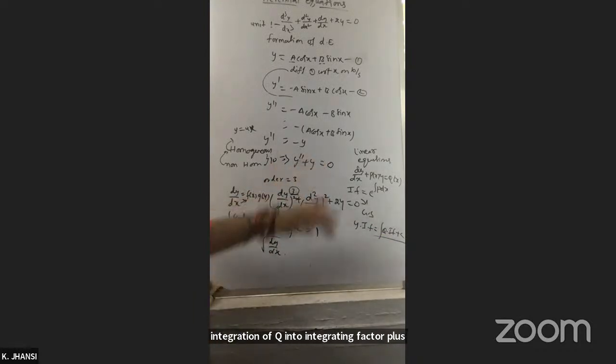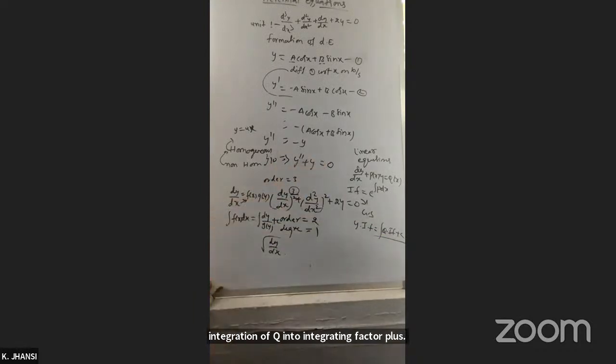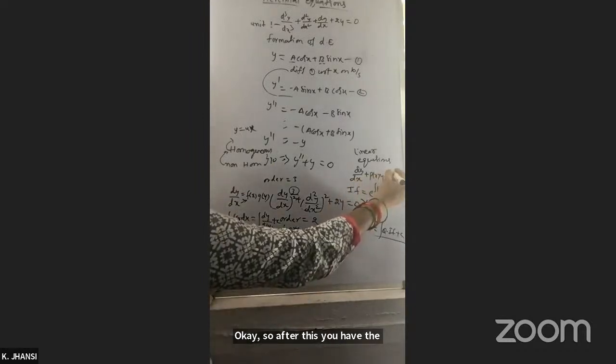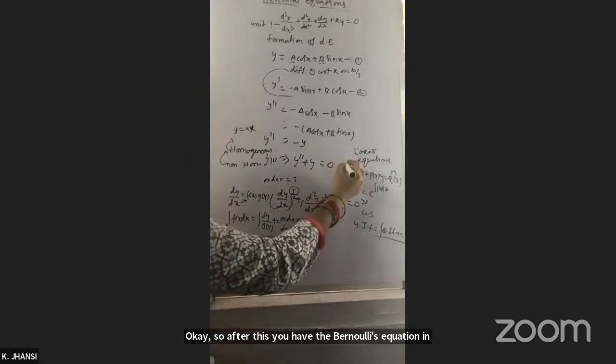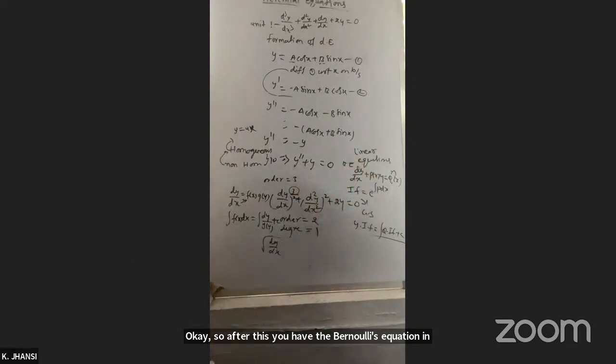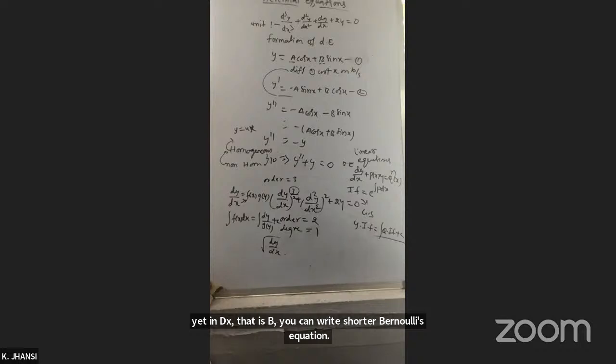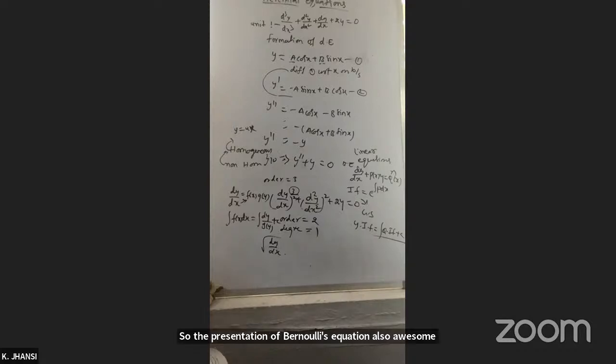After this, you have Bernoulli's equation. Bernoulli's equation means you will have q of x into y to the power of n. You can write B as a shortcut for Bernoulli's equation. The representation of Bernoulli's equation is also asked as an objective type question. In some cases, Bernoulli's problems are also asked as 10 marks questions. This is about the 5th unit. So 5th unit, q of x into y.